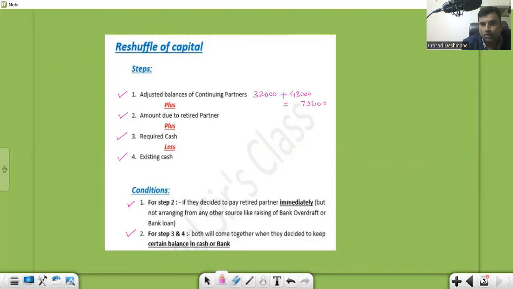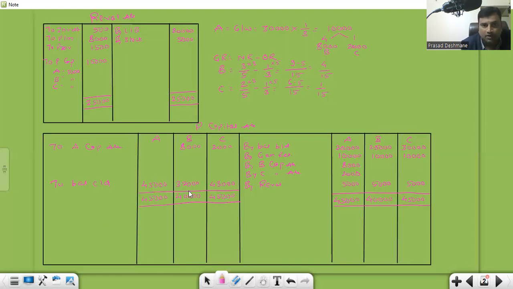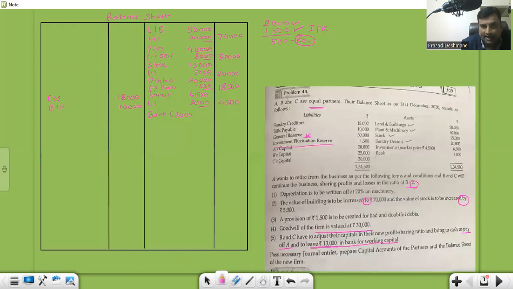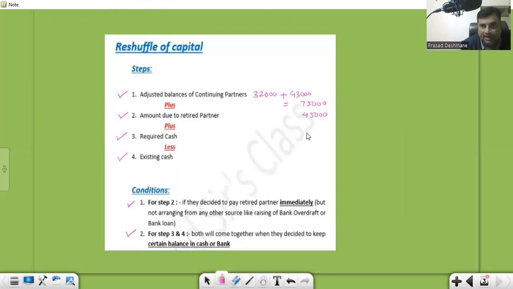Now step 2. Amount due to retired partner. What is the amount due to retired partner? We got 45,000. This is the final balance we got. So I'll add 45,000 in this. Required cash. What is the required cash? Check in the sum. What have they mentioned as required cash? What did they mean to maintain? Maintain 13,000. So that is the required cash. So I'll add that also.